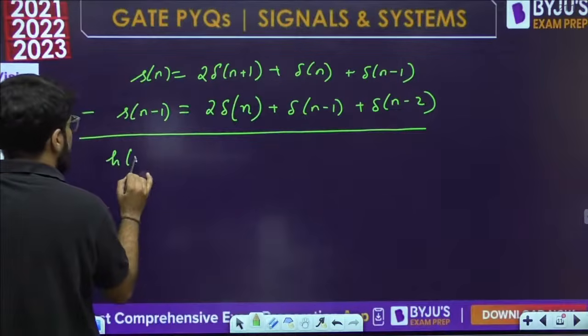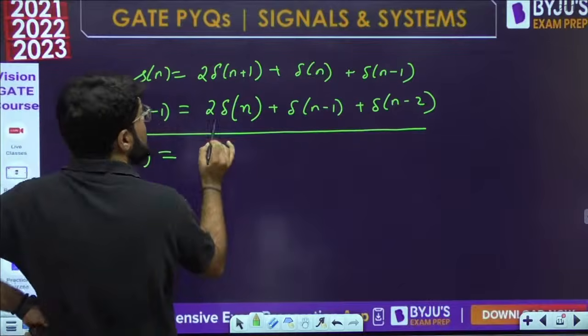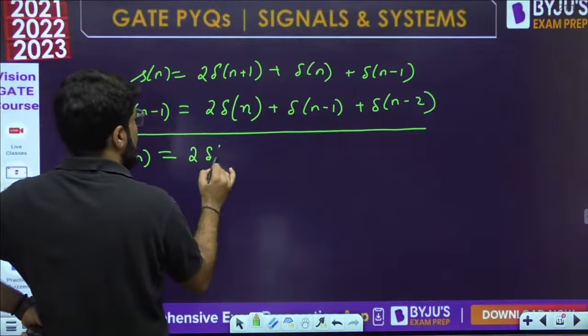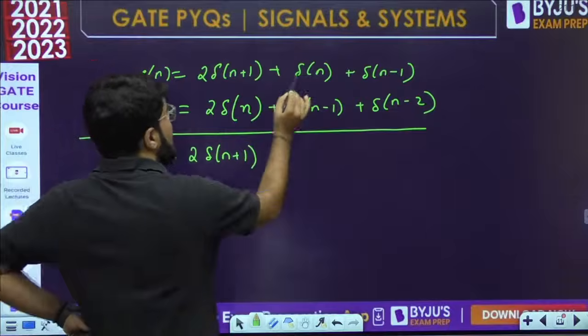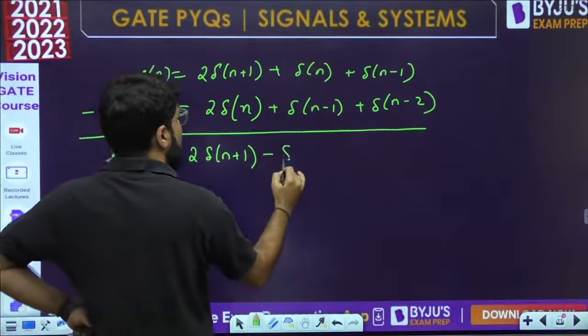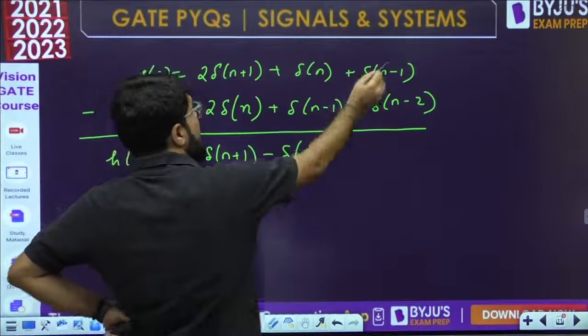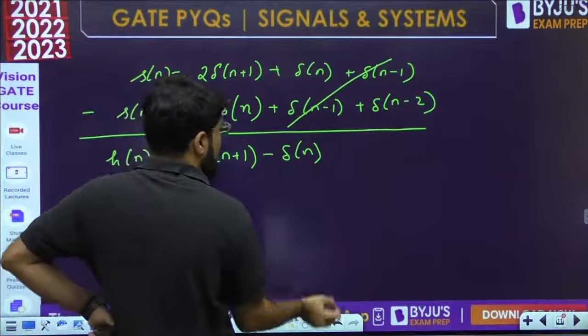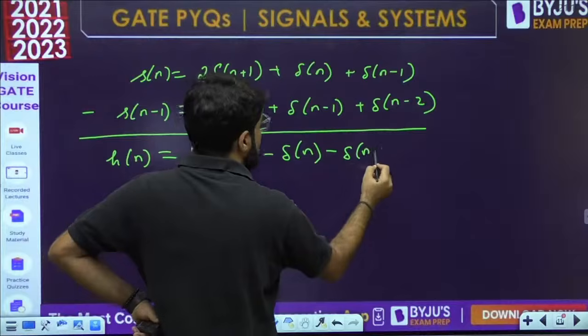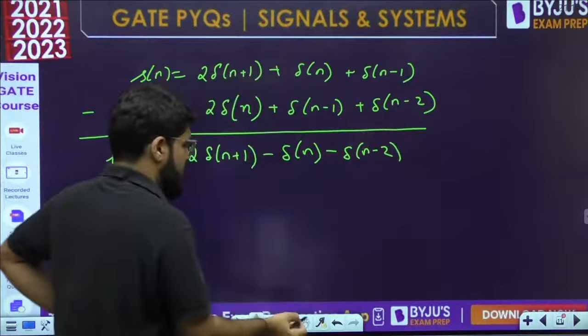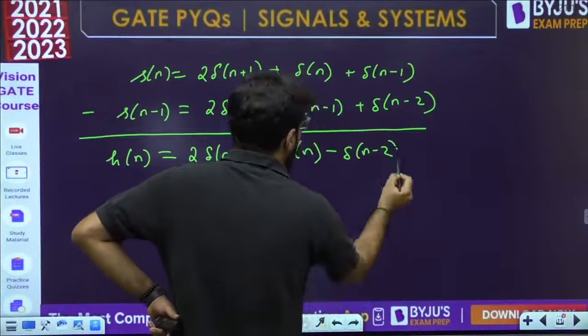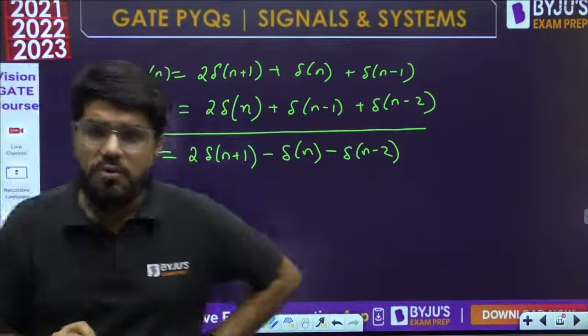what is going to be the impulse response of the system? Let me start: 2δ[n+1]. Then δ[n] minus 2δ[n], so let me write it as minus δ[n]. Then δ[n-1] minus δ[n-1] is purely cancelled. And then minus δ[n-2], since we are subtracting. Right, everybody? So now I have the impulse response and I can talk about the output.